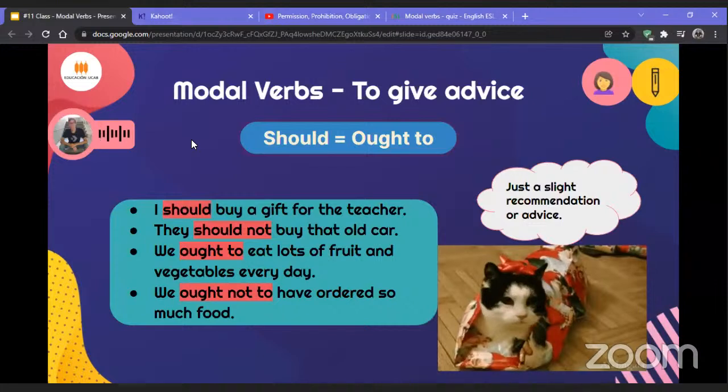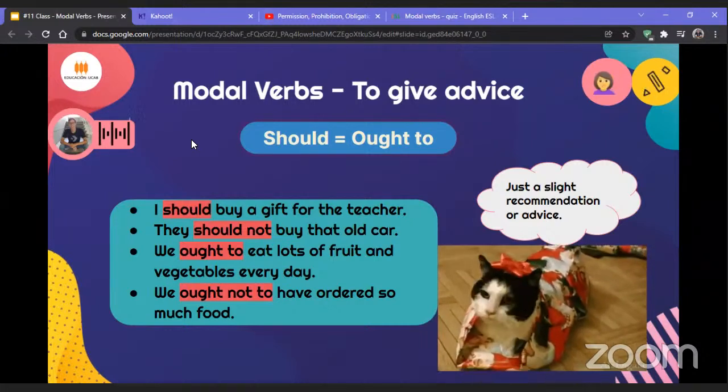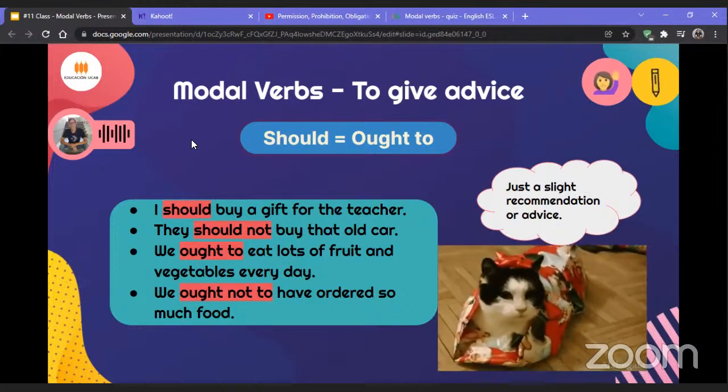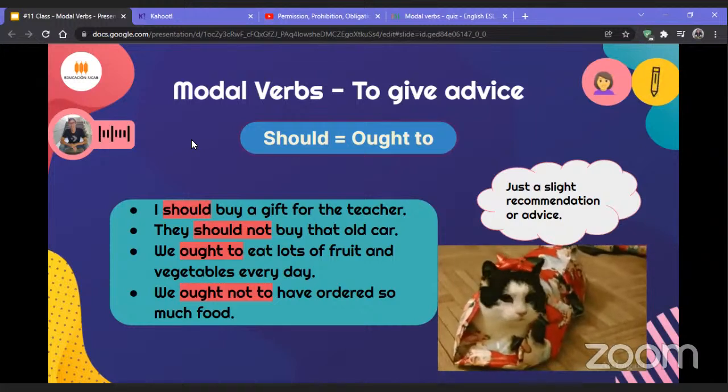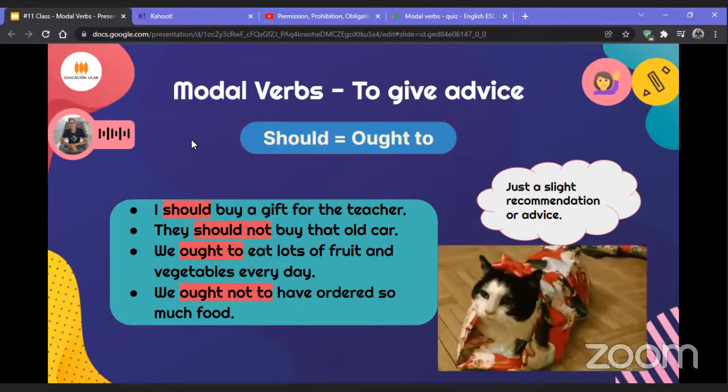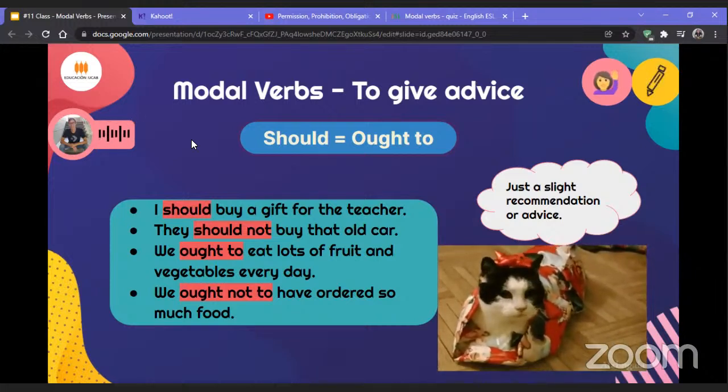Okay. While you're giving advice with modal verbs, we have two possibilities, should or ought to, my bad. In most cases, should is advice that you give to yourself, and ought to is something that is morally correct in a society, or something that people think is correct. For example, eating vegetables, doing exercise, or being a good person. That would be another advice that you could say with ought to. I will say, for example, I should buy a gift for the teacher.